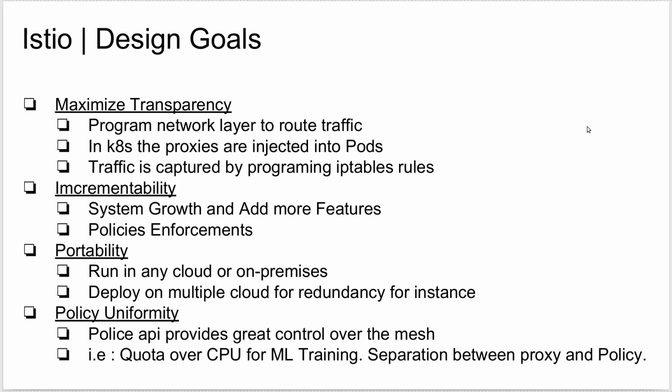Basically, in Kubernetes, proxies are injected into pods. If you want, you can have the pod there, but Istio also has the capability to inject Envoy there. And traffic is captured by programming IP tables rules. So it's the basic IP tables construct we have in any Linux.